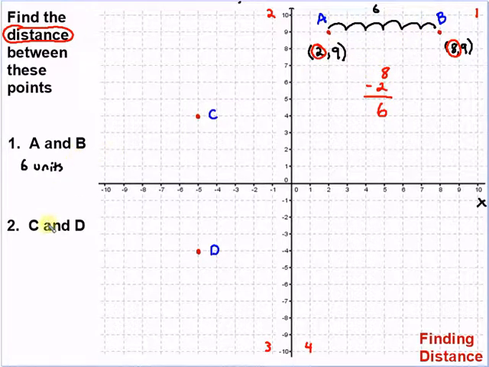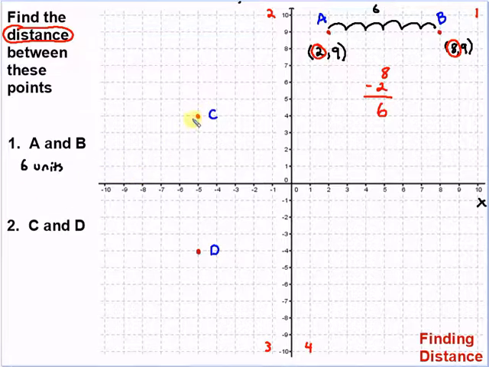Let's take a look at another one. Find the distance between C and D. Here's point C, and here's point D. Are they in the same quadrant? No, they are not in the same quadrant. The distance between C and D spans quadrant 2 and 3. Spans just means spreads across. So let's take a look at this and see how perhaps we could find the distance between C and D.